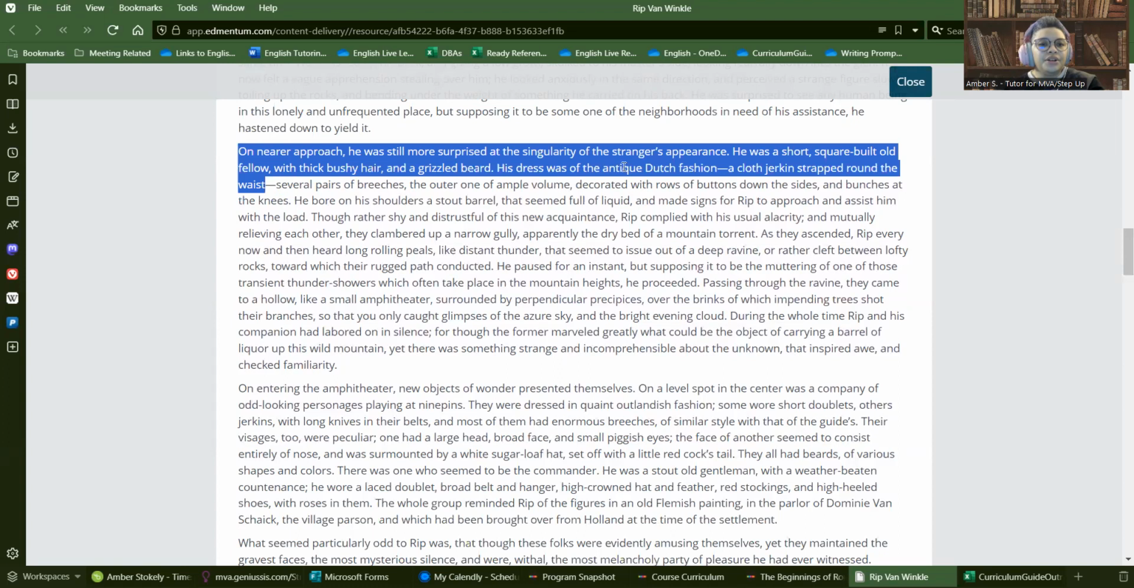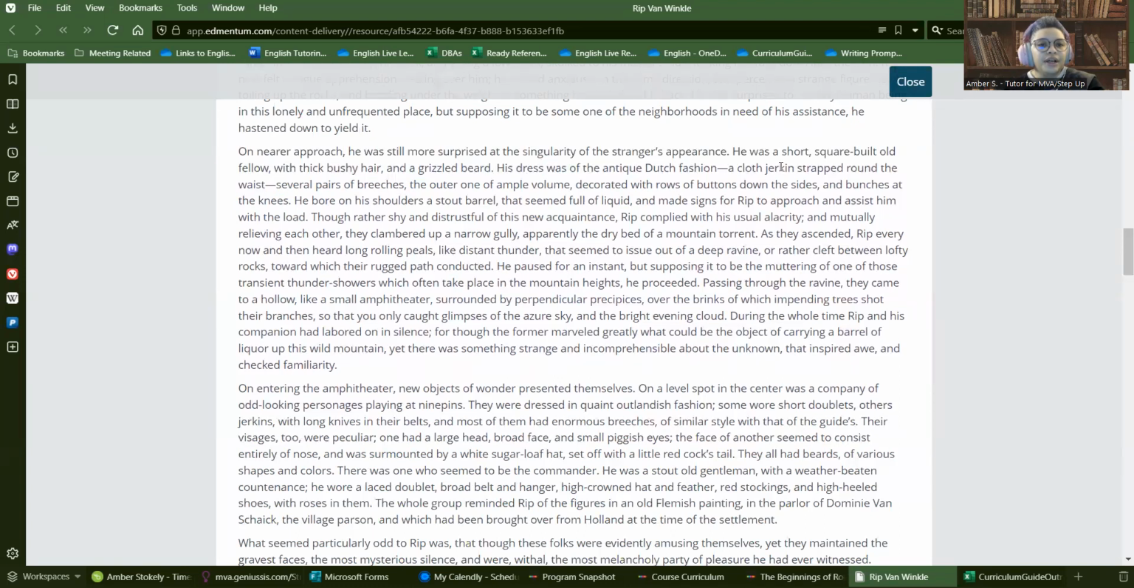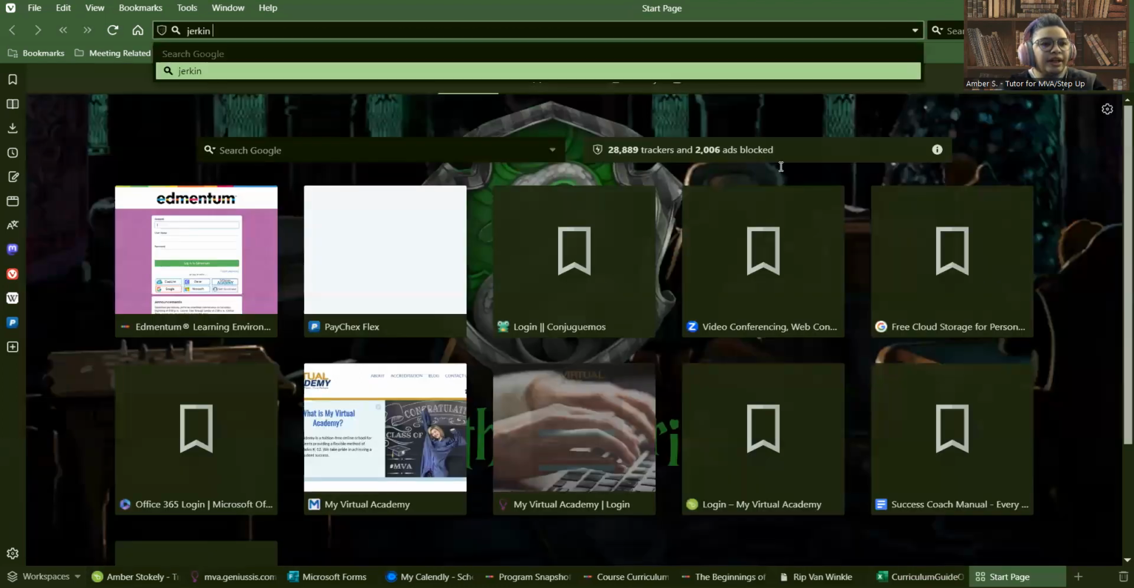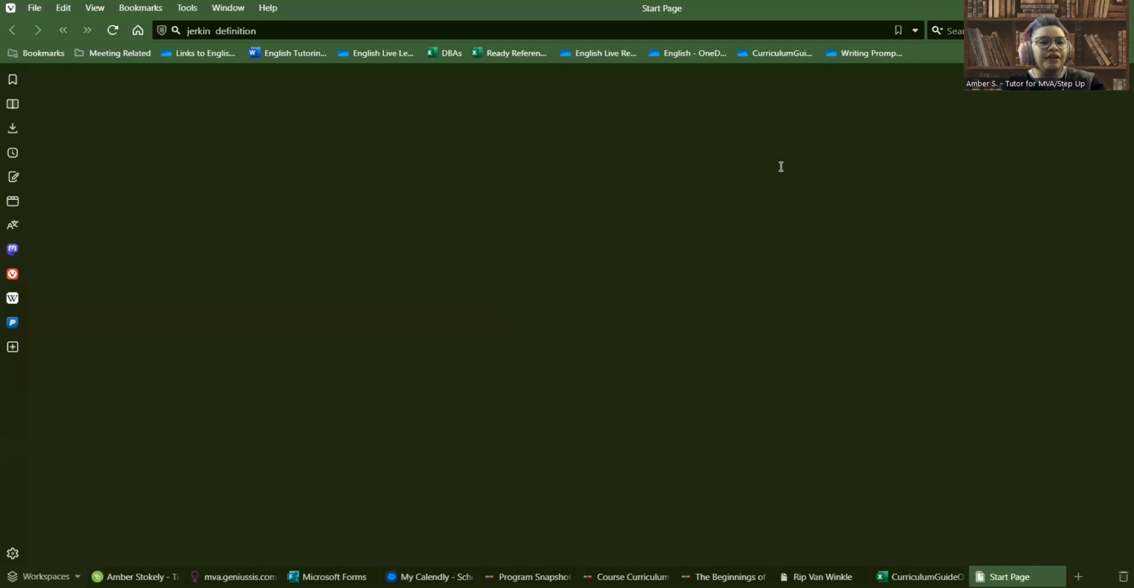So this is like traditional fashion. So a jerkin is kind of like, think of like a traditional skirt, kind of like a kilt-ish sort of thing. But there are different versions of them. Not every culture has specifically like kilts.